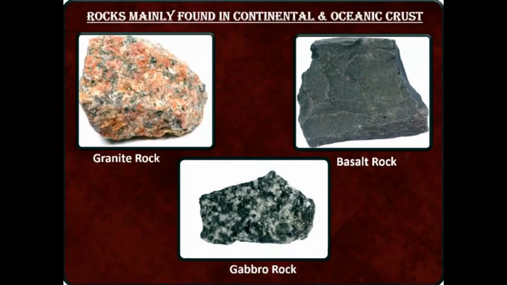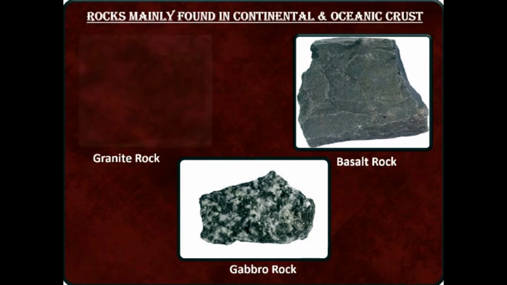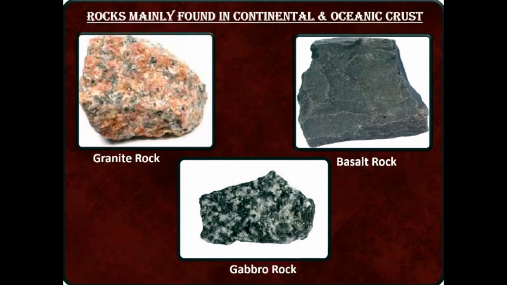Students, these are the rocks which are mainly found in the continental and oceanic crust. You can see on the left hand side the granite rock which is mainly found in the continental crust. The other two rocks, that is the basalt rock and the gabbro rock, are mainly found in the oceanic crust.